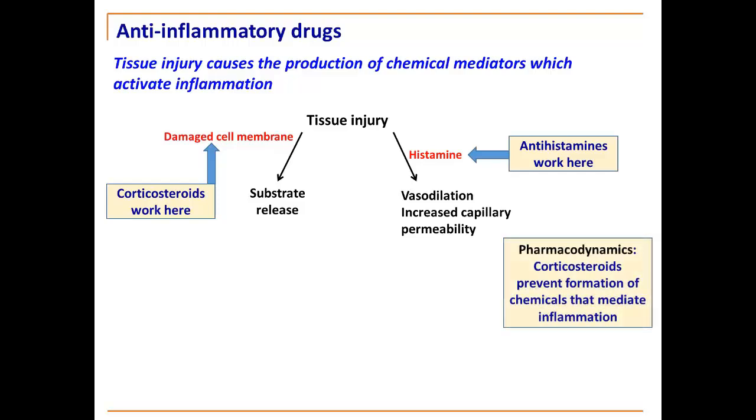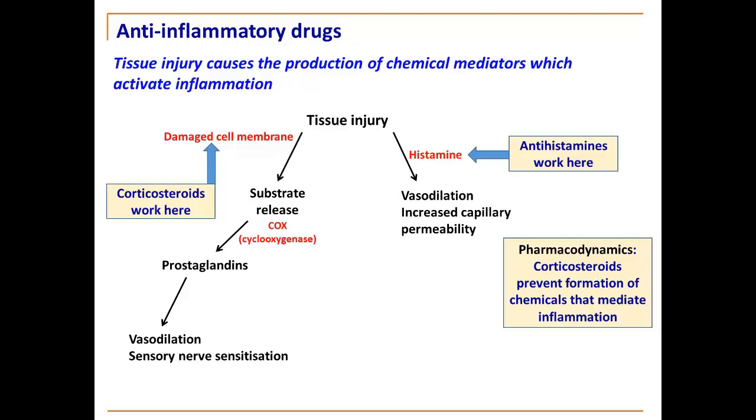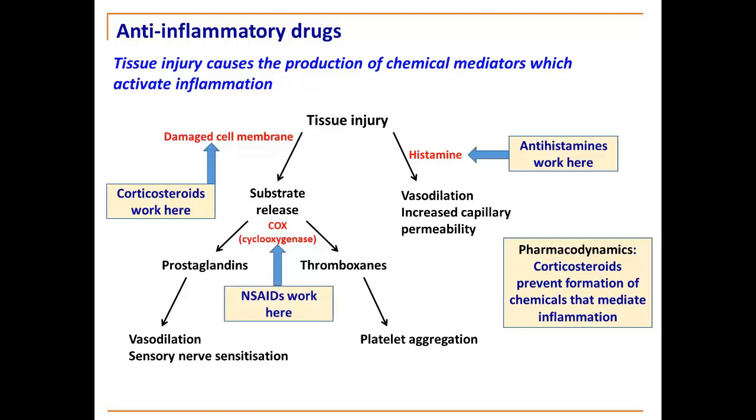And if we're looking at the pharmacodynamics, corticosteroids prevent the formation of chemicals that mediate inflammation. And those chemicals, remember, are stimulated by cyclooxygenase. They stimulate the release of prostaglandins, and they lead to vasodilation and sensory nerve sensitization. So therefore, they're causing vasodilation and pain. At the same time, we have the thromboxanes, and they lead to platelet aggregation and therefore clotting. So of course, your NSAIDs, your non-steroidal anti-inflammatory drugs, work there. They're COX inhibitors. So you're thinking about your aspirin, for example.